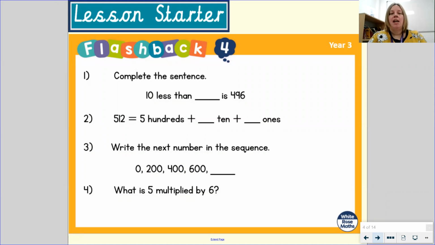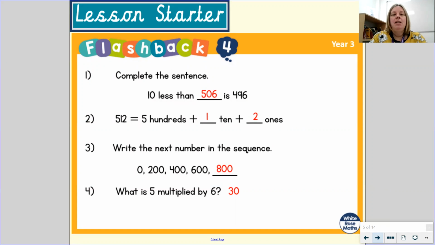Our lesson starts today. I'm going to read the questions to you, then I want you to pause the video while you solve them and then we will check our answers. Question number 1. Complete the sentence. 10 less than 496. Question 2. 512 equals 5 hundreds. How many tens and how many ones? Question 3. Write the next number in the sequence. Question 4. What is 5 multiplied by 6? Pause your video now.